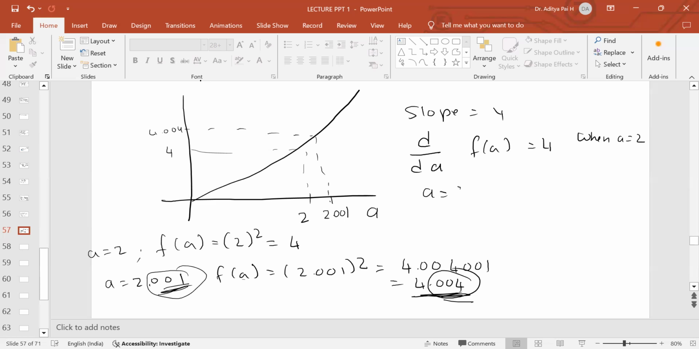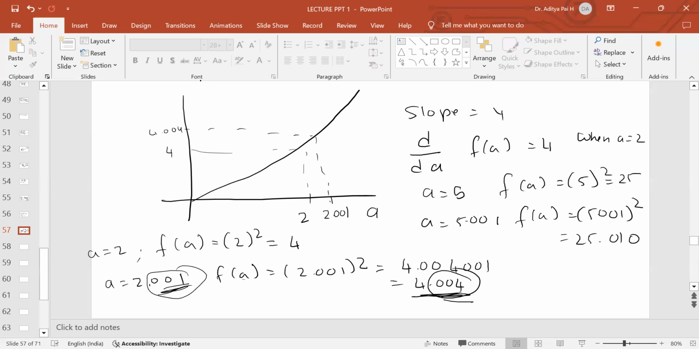Now, if my a is equal to 5, then f of a is 5 square, which is 25. If my a is equal to 5.001, then f of a is 5.001 whole square, which is about 25.010. Therefore, my slope has now become 10. So when a is equal to 5, the slope will be 10 for this function. We can take any example and find the derivative.